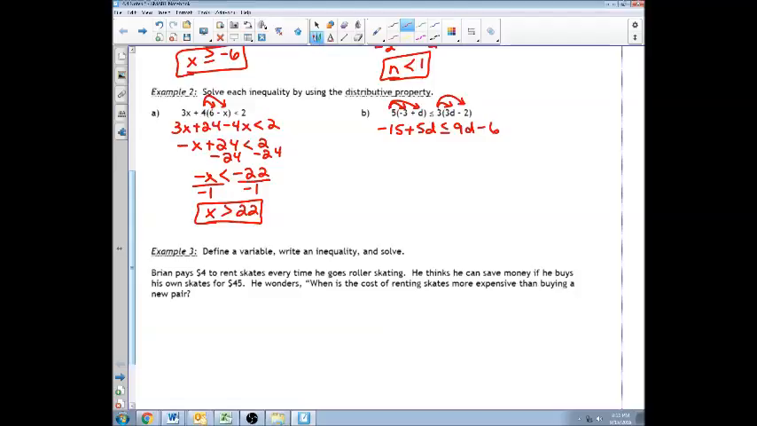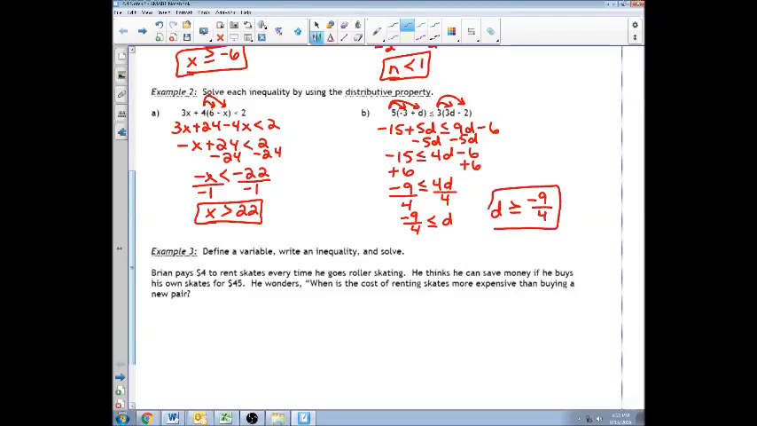Again, I never want to make my variable negative, so I'm going to subtract the 5d when I combine like terms. That would give me negative 15 is less than or equal to 4d minus 6. Add 6. Negative 9 is less than or equal to 4d. Go ahead and divide by 4. I would have negative 9 over 4 is less than or equal to d. Do I like to have an inequality where my variable ends up on the right-hand side? I do not, so I need to rewrite my inequality as d is greater than or equal to negative 9 over 4 because I want my arrow still pointing to the negative 9 over 4.